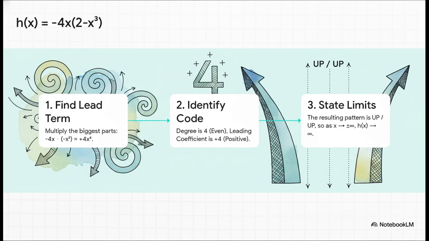The degree is 4, which is even. The leading coefficient is plus 4, which is positive. We look it up, and the pattern is up by up. Both arms of the graph are going to point towards positive infinity.